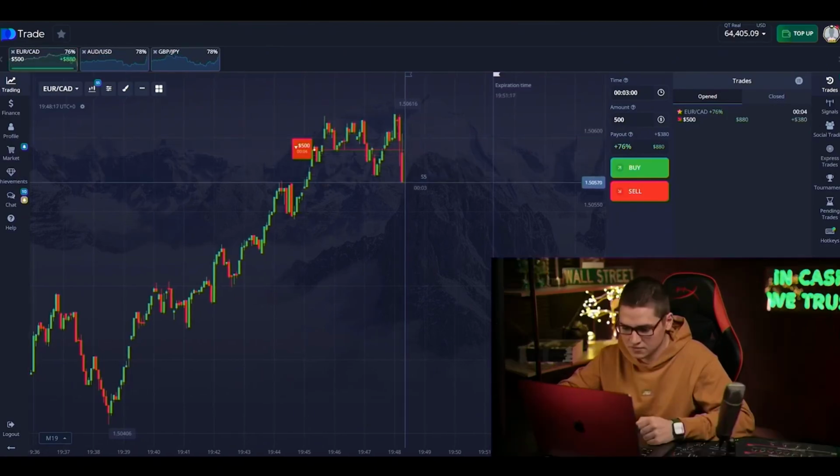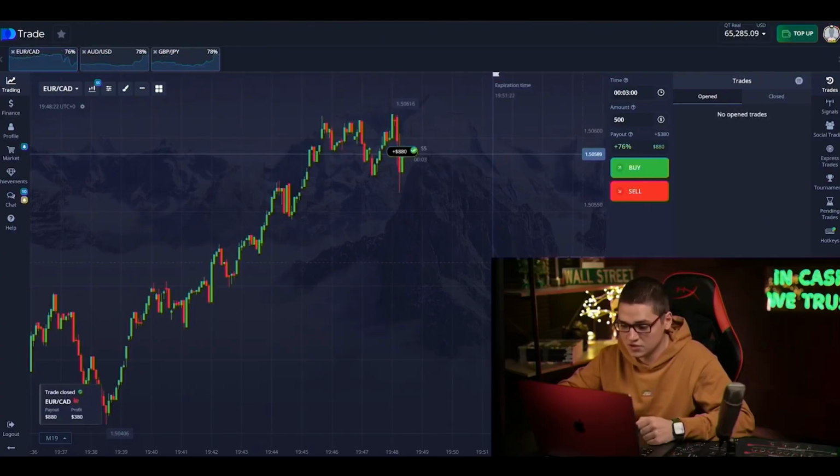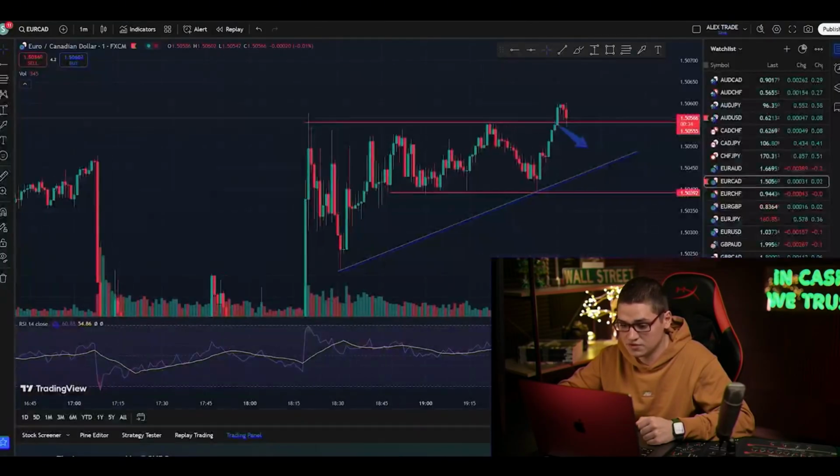Our position closed with a profit of $380. We entered on a rebound from the level, but the level was still spiked and only then the price went down. We picked a really good entry point and that's why we closed positively.